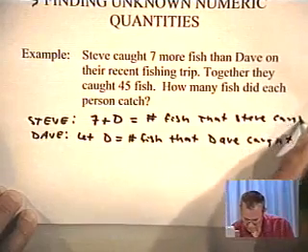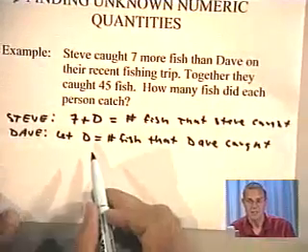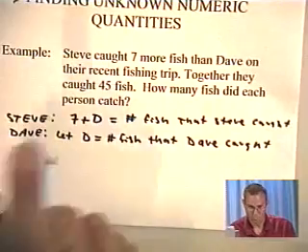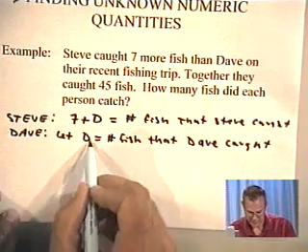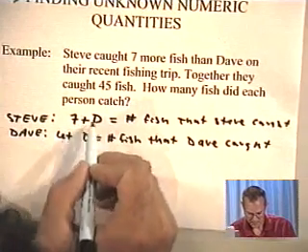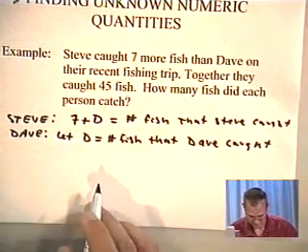Now notice, I'm not going to use D and S as my variables. I want to use one variable. My one variable is D. So Dave caught D fish, Steve caught 7 plus D fish.